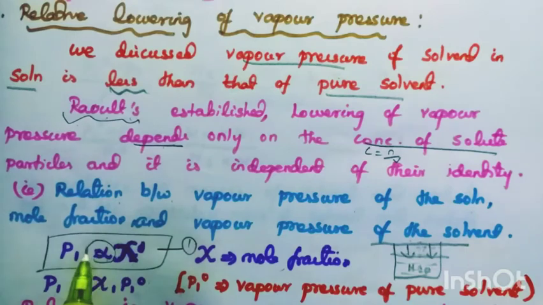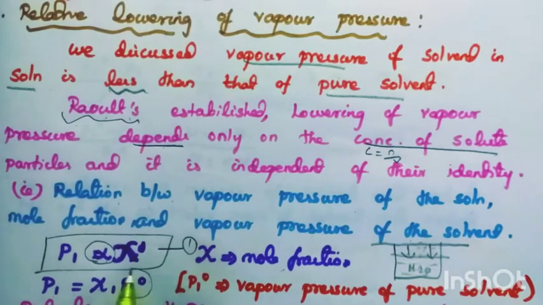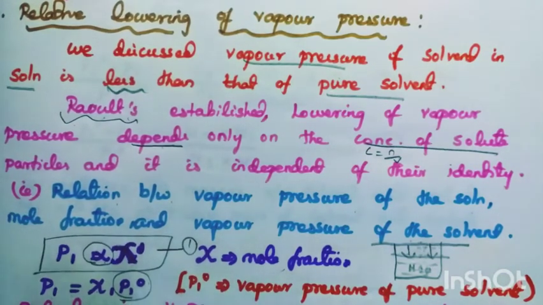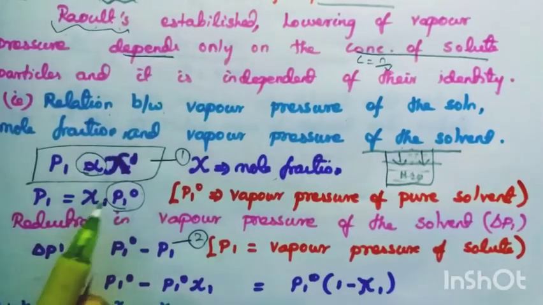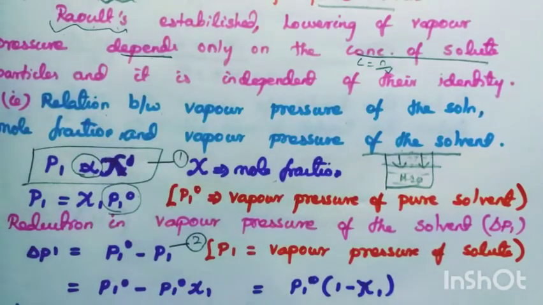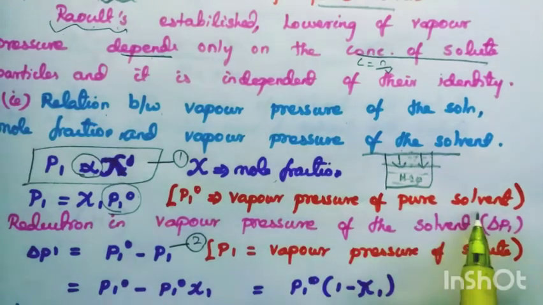If you remove the proportionality, you have to introduce one constant, no? That constant is P1 naught. So P1 naught is nothing but the vapor pressure of the pure solvent.